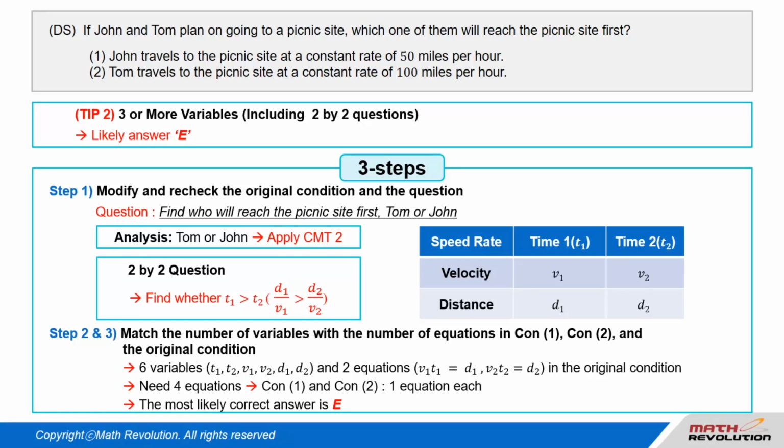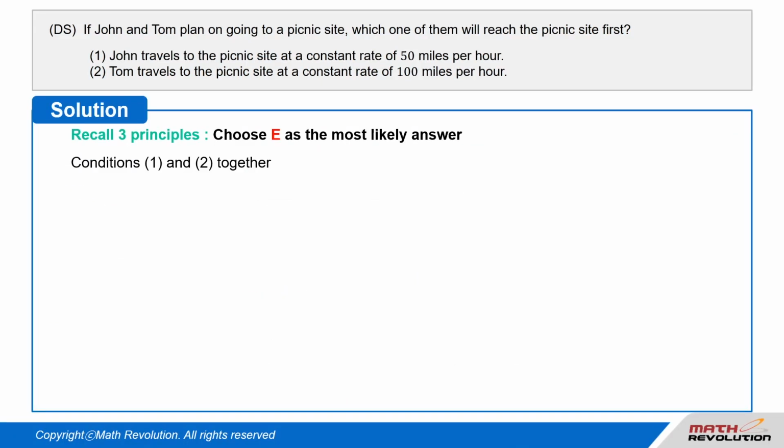To match the number of variables with the number of equations, we need 4 equations. Since conditions 1 and 2 will provide 1 equation each, E would most likely be the answer. Recall 3 principles, choose E as the most likely answer. Let's look at both conditions together.